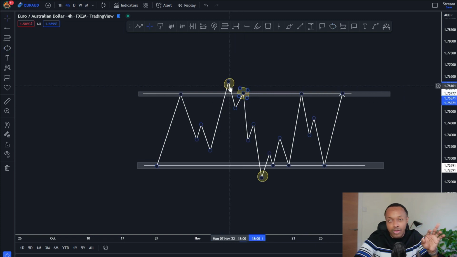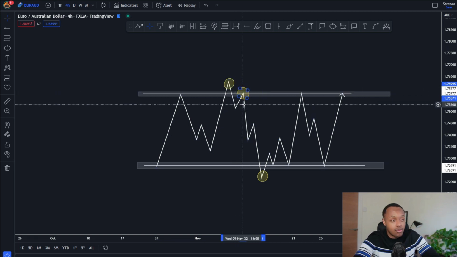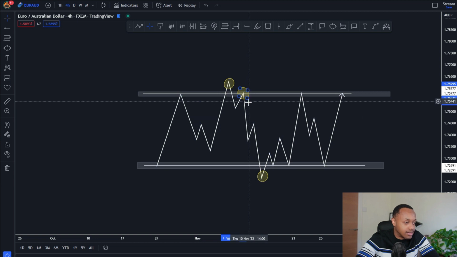You don't necessarily look for the fake out and enter straight away. Wait for the fake out to happen, wait for the market to come back inside the range, the retest, and then we take our sells. Let me just change the color of that so it's a bit more obvious.